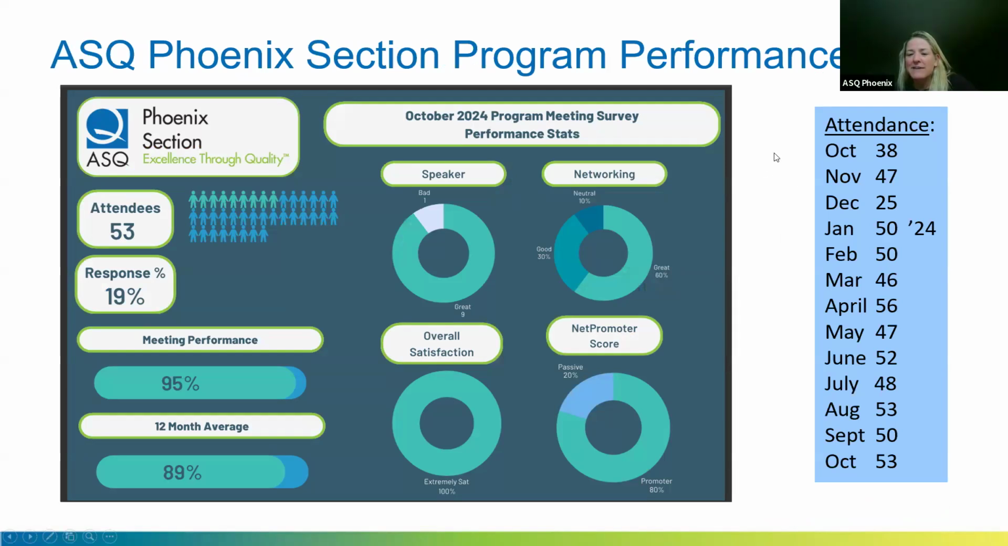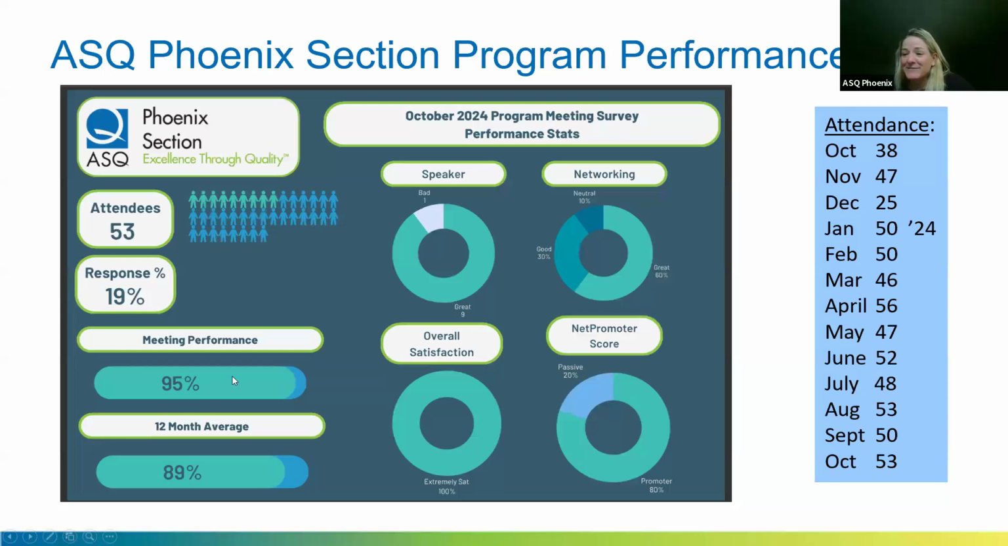After we have each monthly meeting, we do send out a survey to the section, and that survey is sent out by Bob Mitchell. This summarizes the results of the survey from last month. We had 53 attendees and a 19% response rate to the survey.